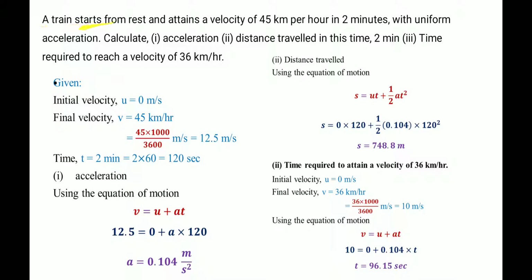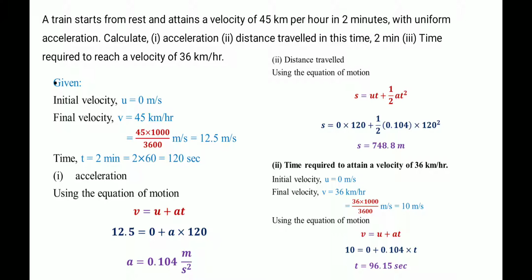A train starts from rest and attains a velocity of 45 km per hour in 2 minutes with uniform acceleration. Calculate: first part, acceleration; second part, distance traveled in the time 2 minutes; third part, time required to reach the velocity of 36 km per hour. Let us understand how to solve this problem.